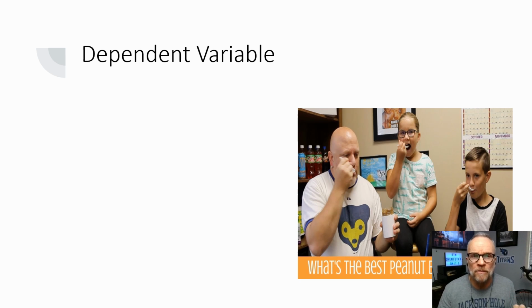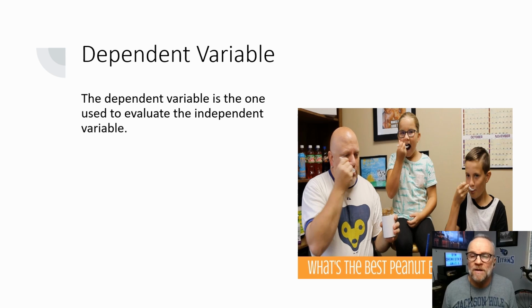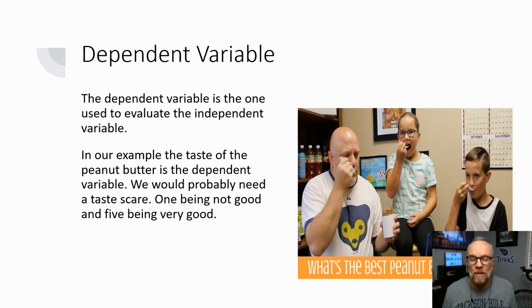The dependent variable is the variable that we use to evaluate the independent variable. It's a thing to be measured. It's a yardstick for that independent variable. So in this case, it is the peanut butter. What's the best peanut butter? And here we have some volunteers that are tasting our different peanut butters to evaluate them for taste. So with our rating scale, we're putting a quantitative evaluation to a qualitative trait. We're going to give it a number so that we can do some statistical analysis later. So the dependent variable is the one to be measured.